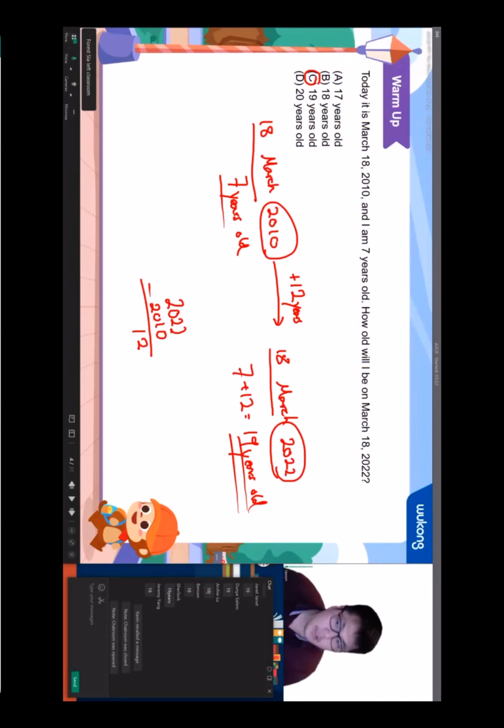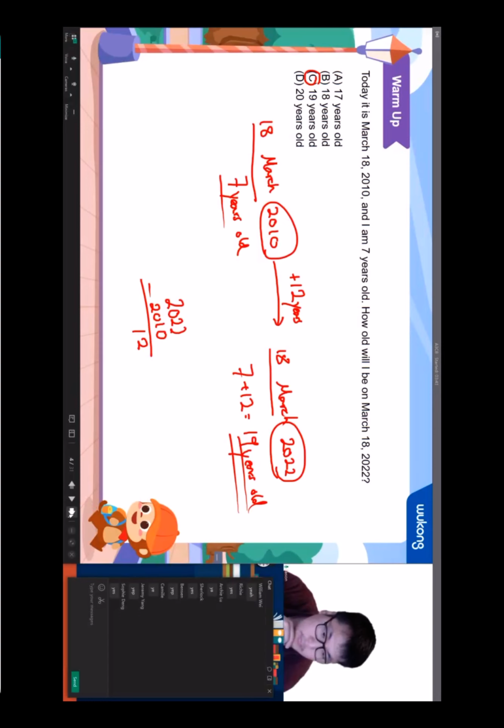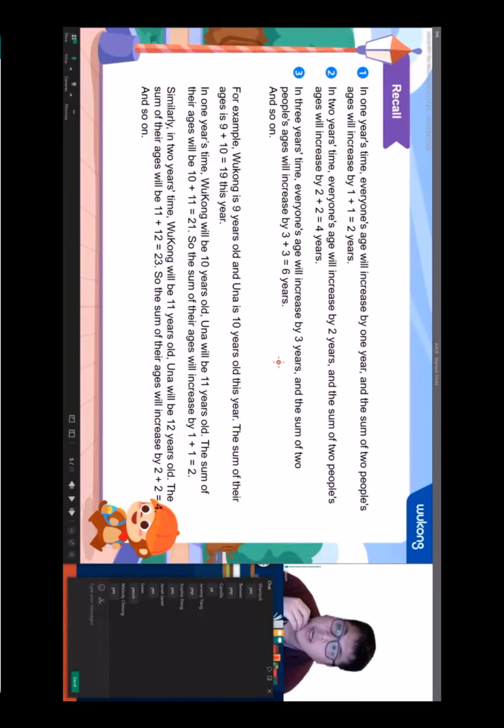Does that make sense, everybody? Yes, very simple so far. Okay, so now, in 1 year's time, everybody's age will increase by 1 year, and for the sum of 2 people, that means it will be up by 2 years, right? If you increase it by 2 years, the sum of 2 people will be 4 years, because each of them is getting 2 years older. And same reason for 3 years, if you have 2 people's ages, then it will be 6 years.